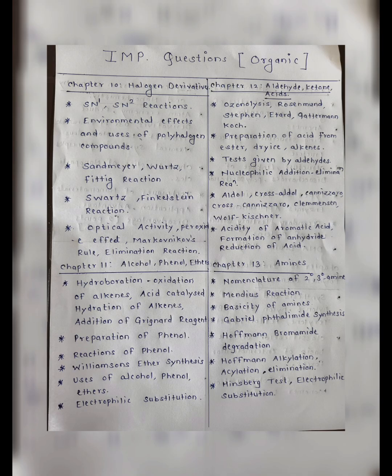Next topic is alcohols, phenols and ethers. In that case, methods of preparation of alcohols: hydroboration and oxidation of alkenes, acid catalyzed hydration of alkenes, or addition of Grignard reagent on corresponding carbonyl compounds like formaldehyde, acetaldehyde or ketone. Likewise questions may be asked. Preparation of phenol is a very important question. For reactions of phenol, such as electrophilic substitution reactions, you have to prepare a single chart for the whole topic.